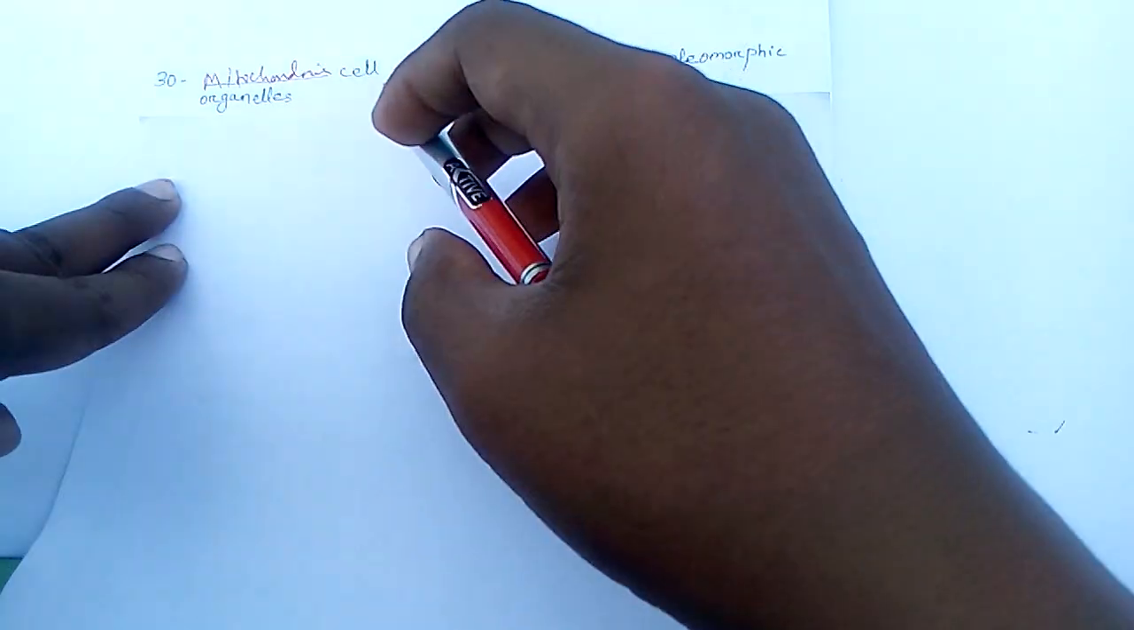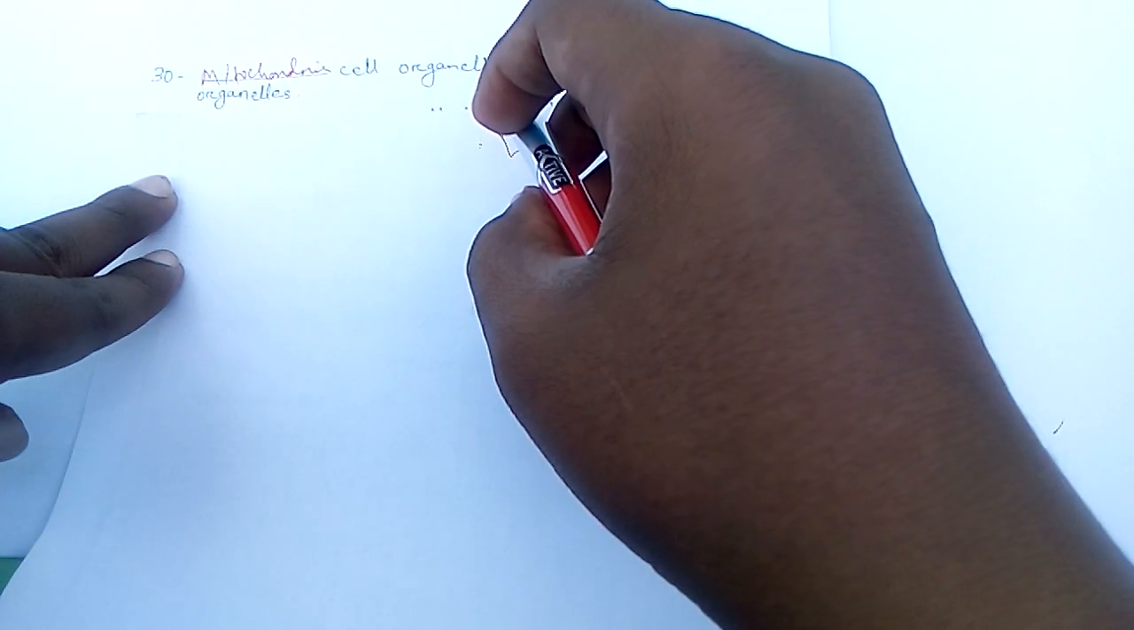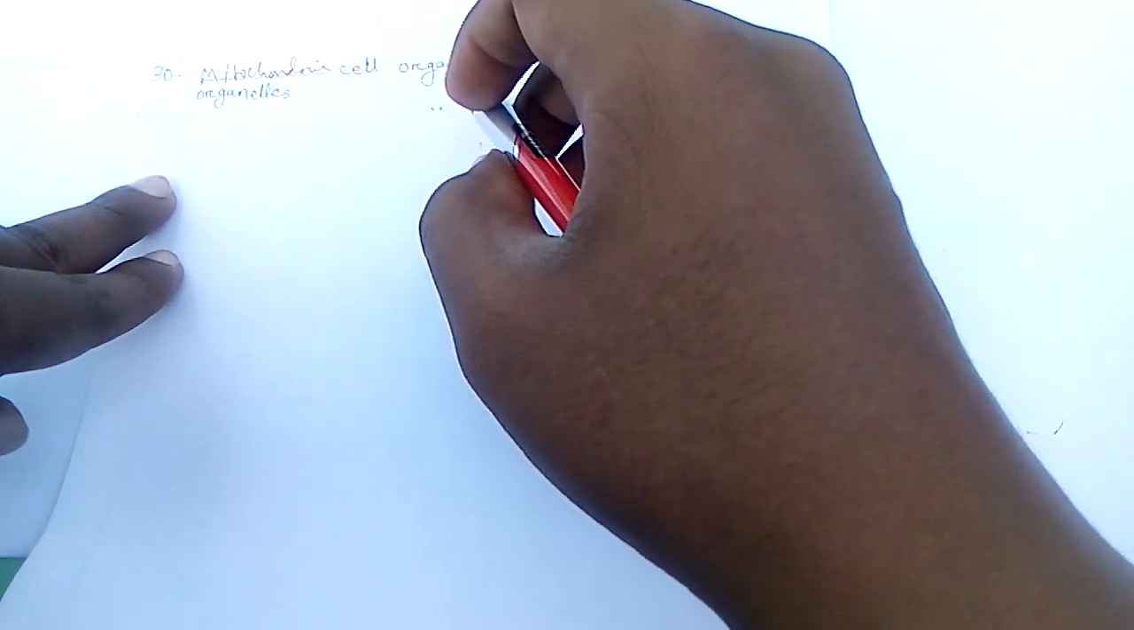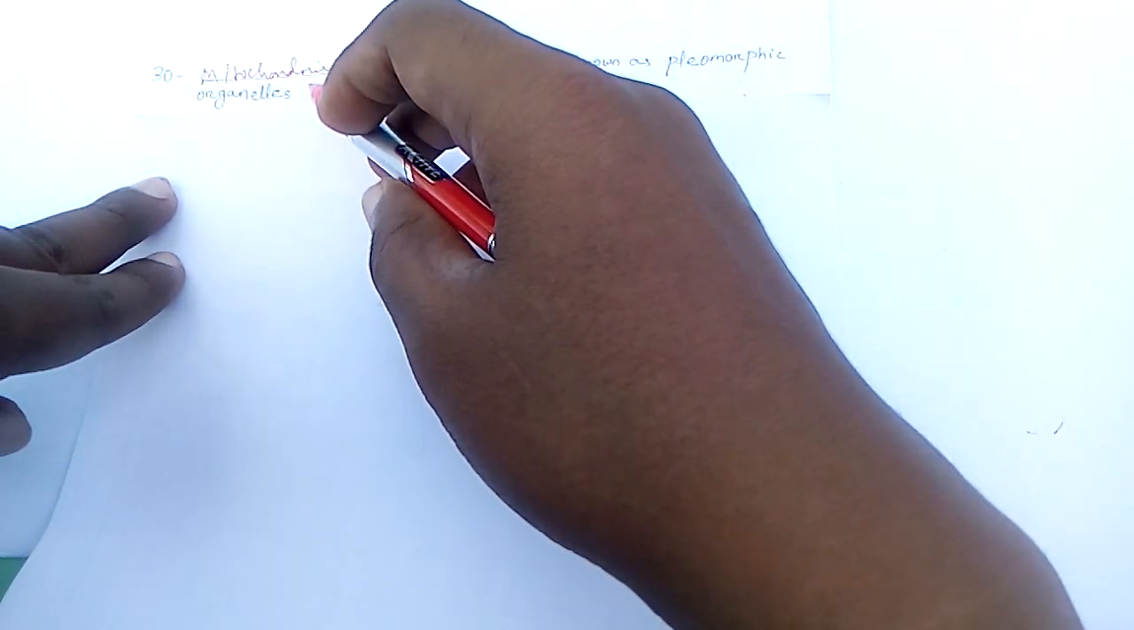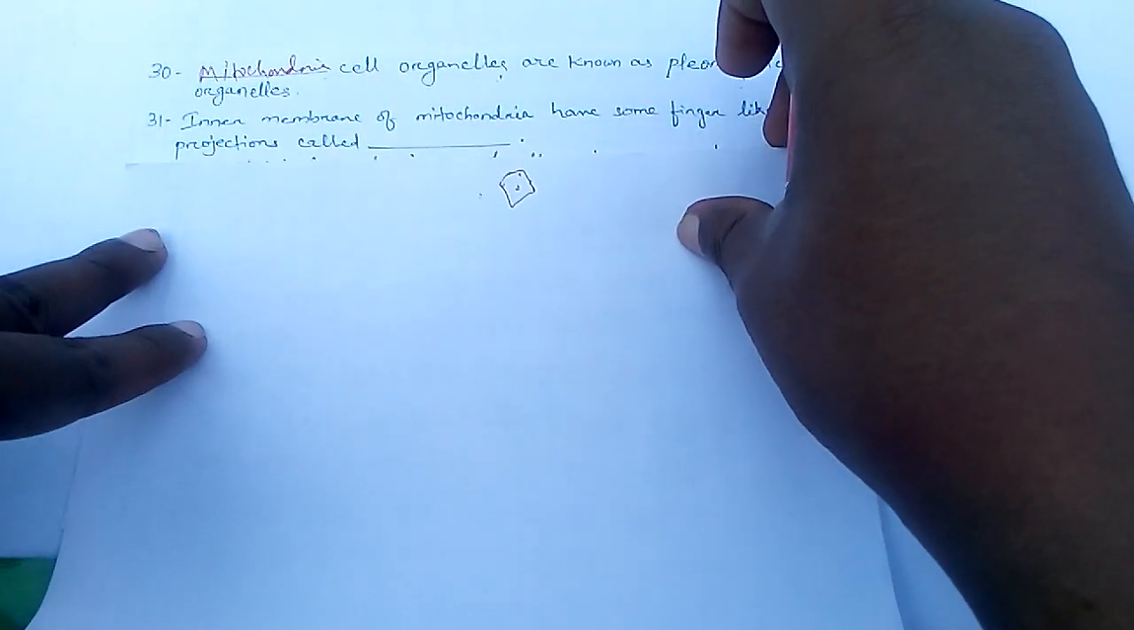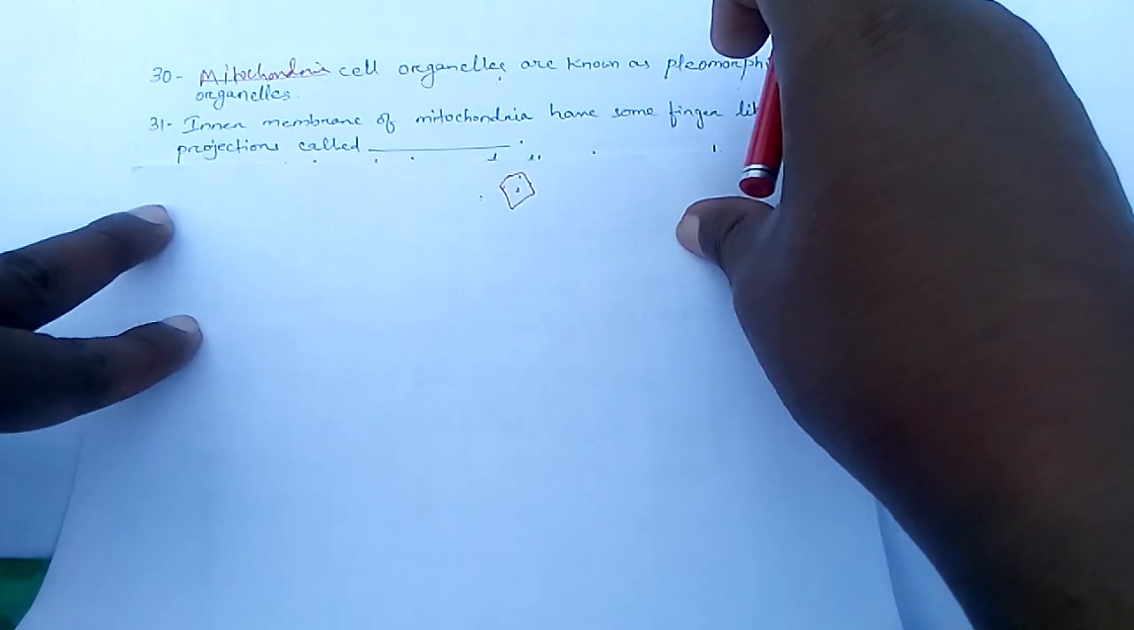Here the question is asking in the plural form, that's why I am writing mitochondria. If the question asked in the singular form, dash cell organelle is known as, then I will write mitochondrion, because mitochondrion is the singular of mitochondria. Then move to the next question, question number 31.